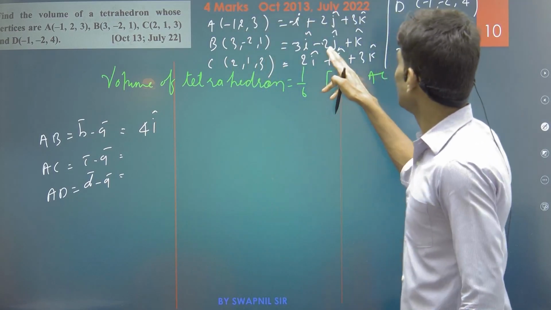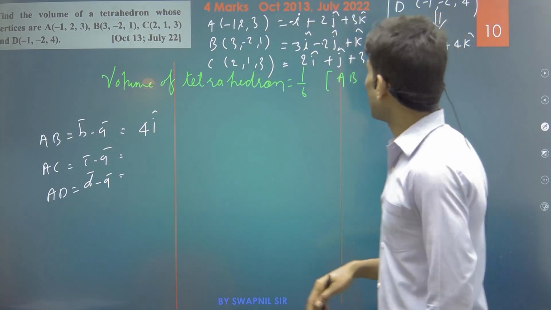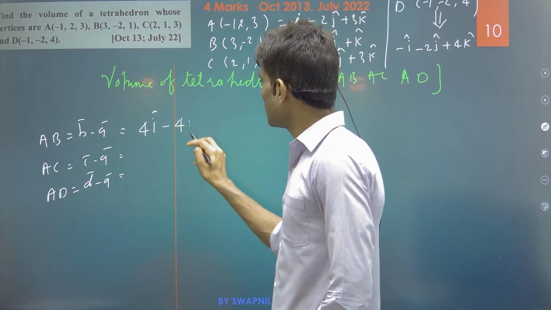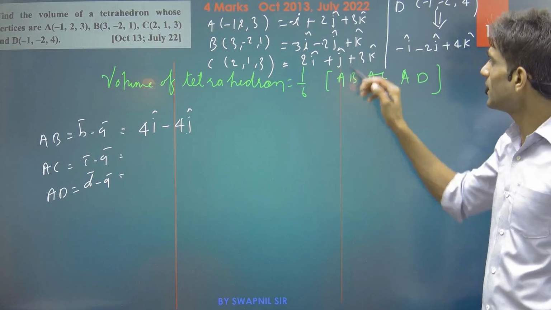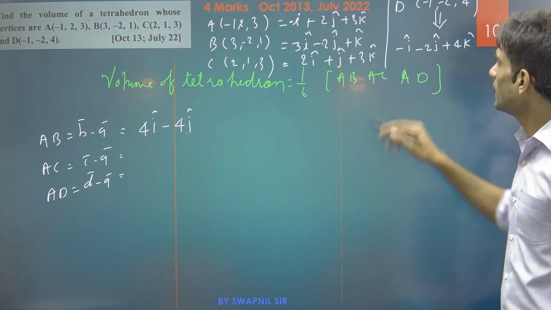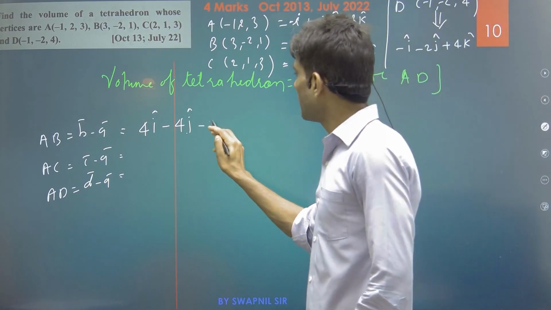Similarly, minus 2 j cap minus of minus 2 j cap, we can write as minus 4 times j cap. What we are doing basically here is subtracting b bar minus a bar. Then k cap minus 3 k cap, we can write as minus 2 times k cap.